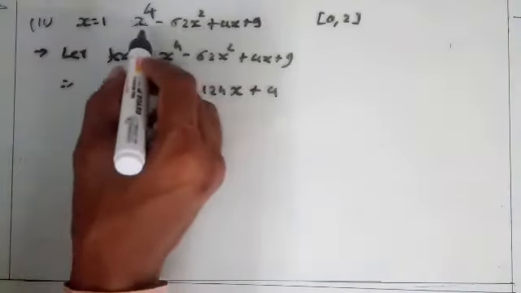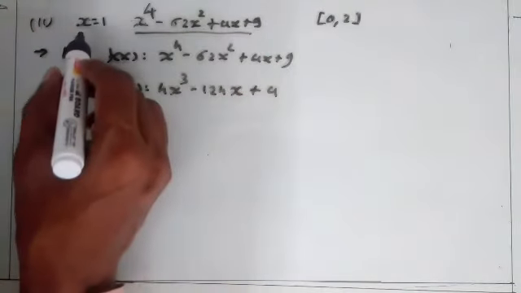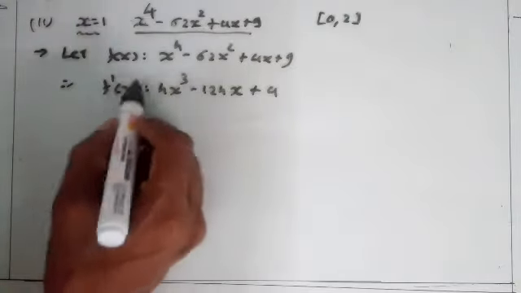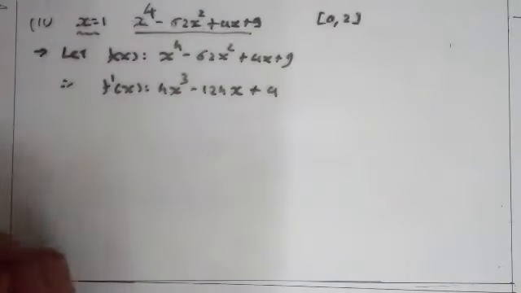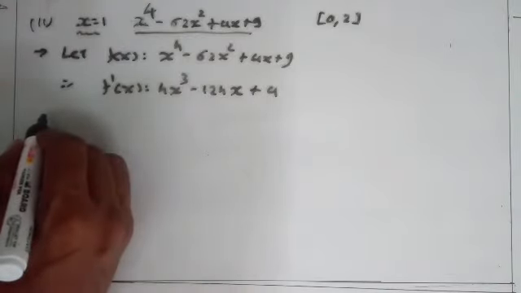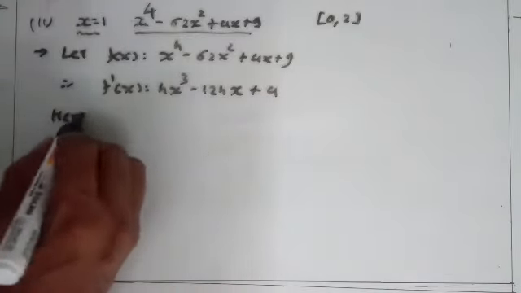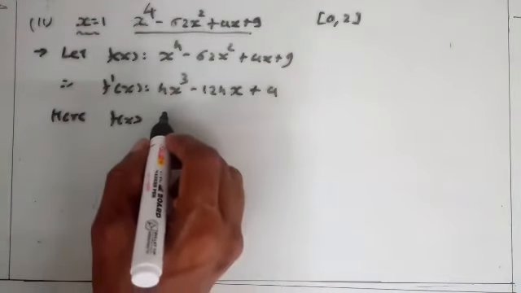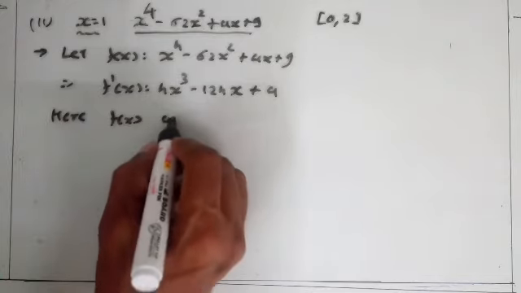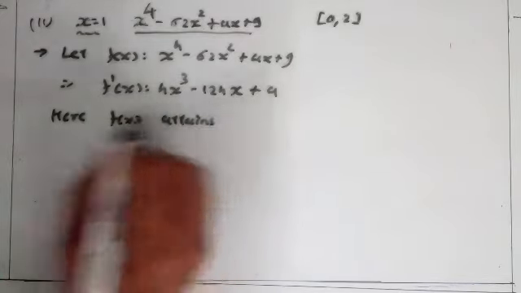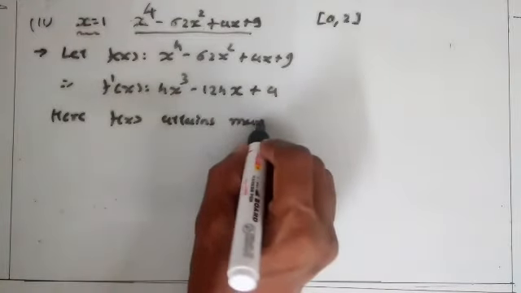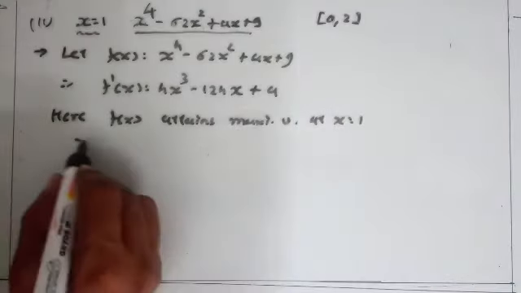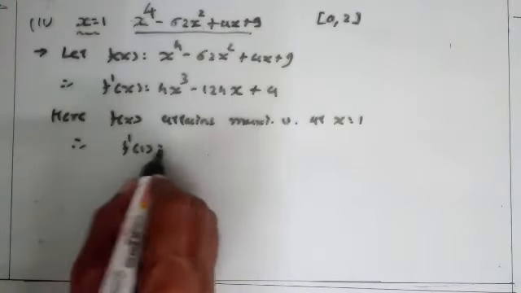Here this function has a maximum value at x is equal to 1. That means the first derivative at x is equal to 1 becomes 0. Clear? Here f(x) attains a maximum value at x is equal to 1. Therefore, f'(1) is equal to 0.